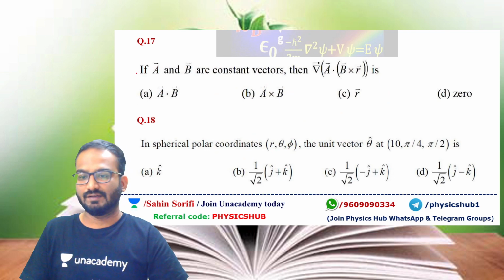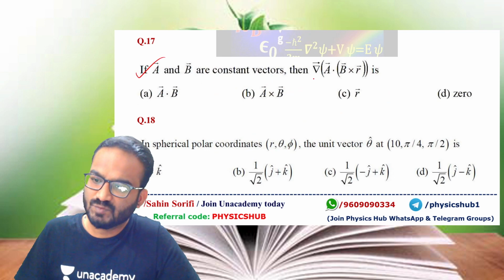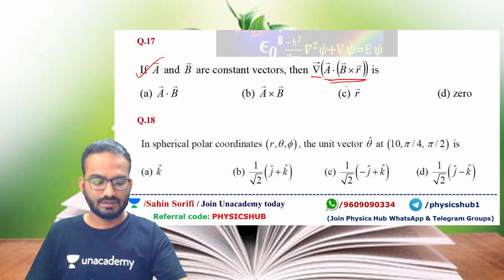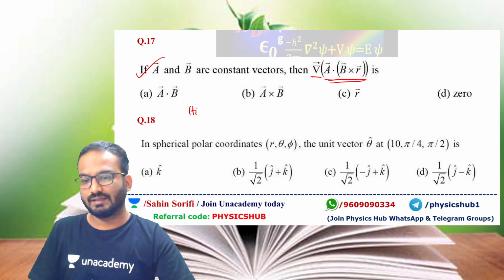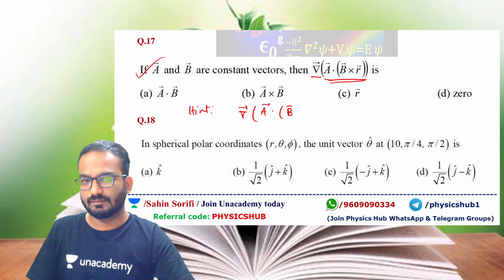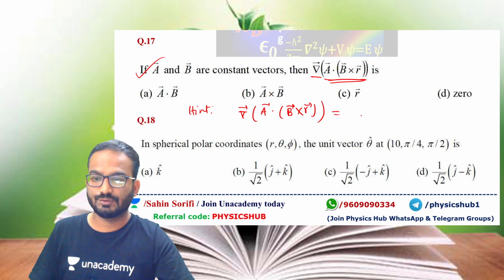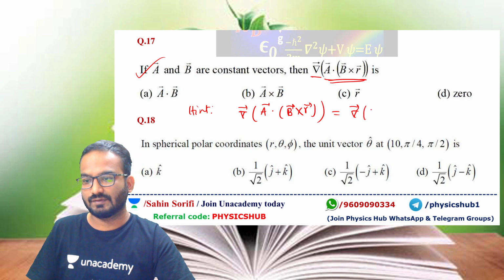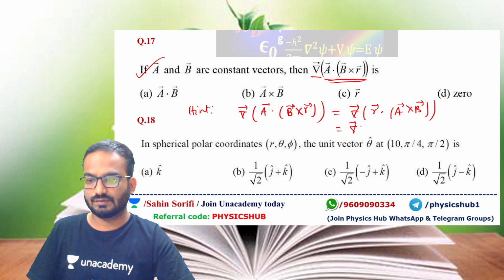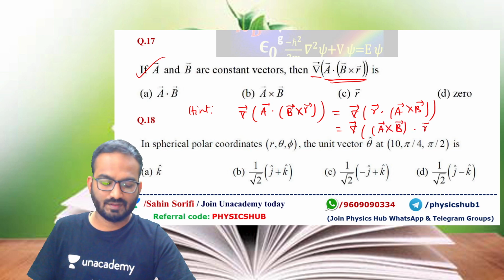Question number 17. If A and B are constant vectors, then the gradient of A dot B cross R is. How can you solve this particular problem? As a hint, what I can give you: gradient of A dot B cross R. A dot B cross C is a scalar triple product. So you can write it as divergence of R dot A cross B. This we can write from the property of scalar triple product. This is equal to del of A cross B dot R.